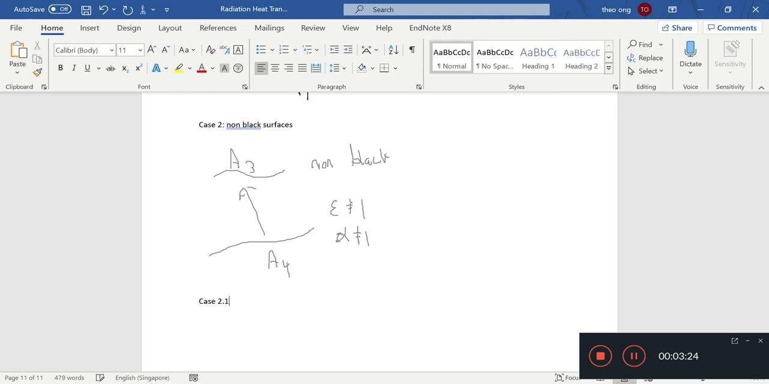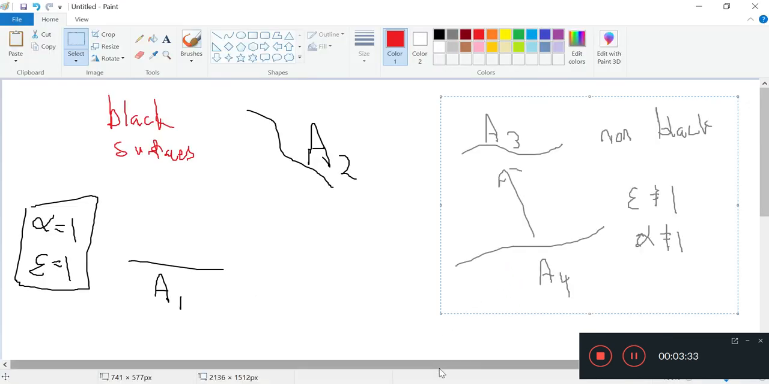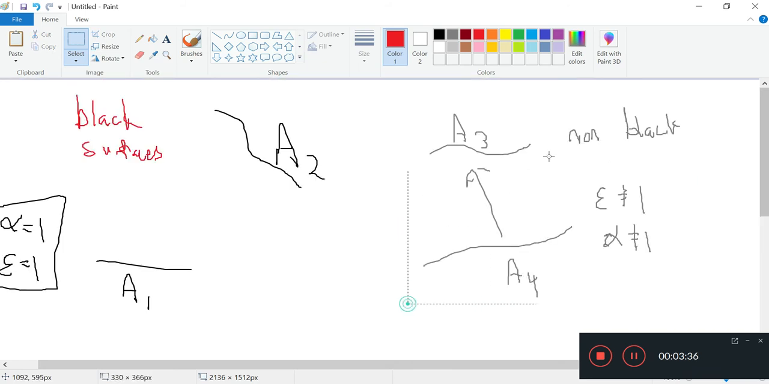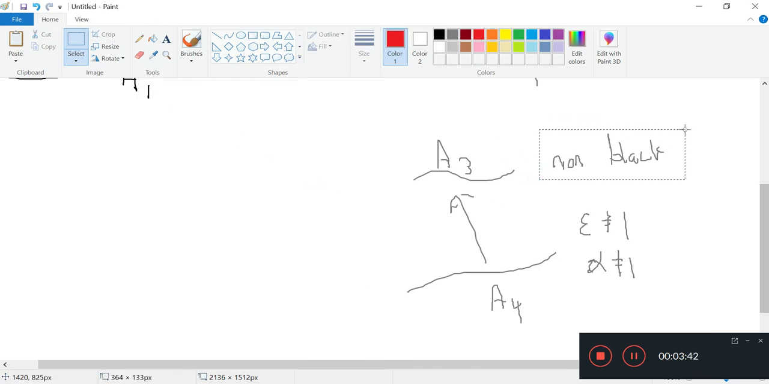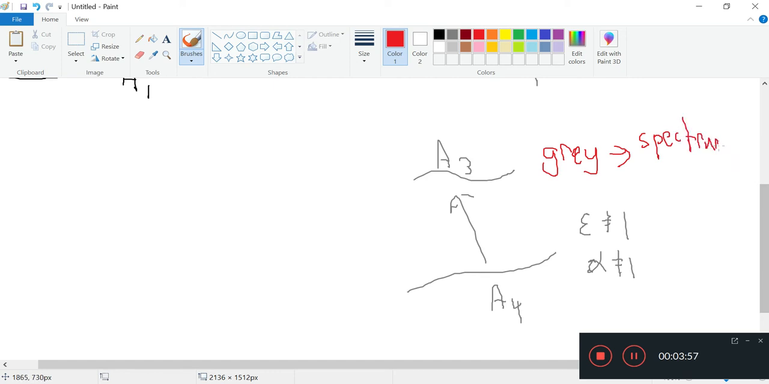A special subset of these, case 2.1, we'll have this thing called gray surfaces. It's either GRAY or GREY, but they mean the same thing. So what are gray surfaces? It's one special case of a non-black surface. Gray surfaces mean that the spectrum is not important. So that's our case 2.1.